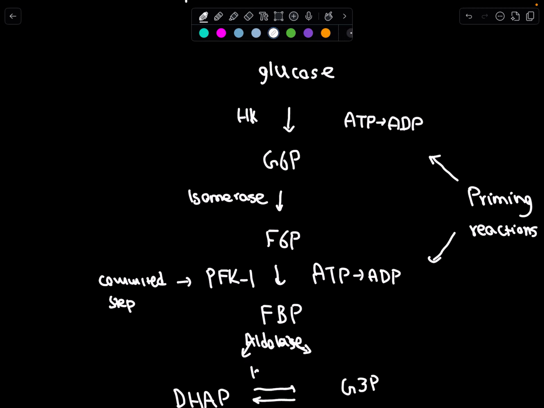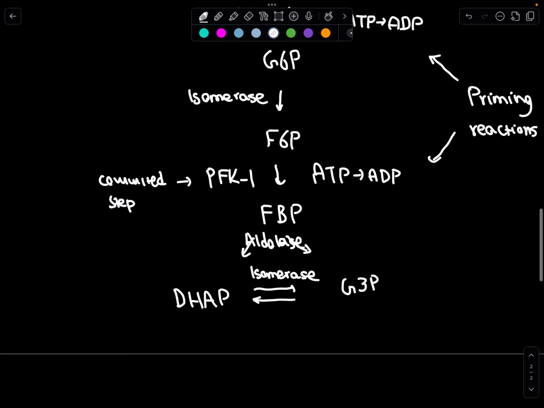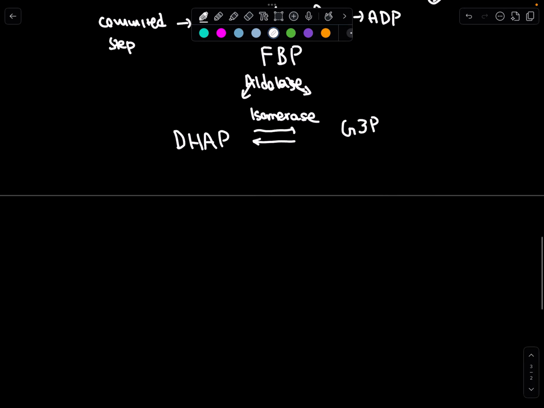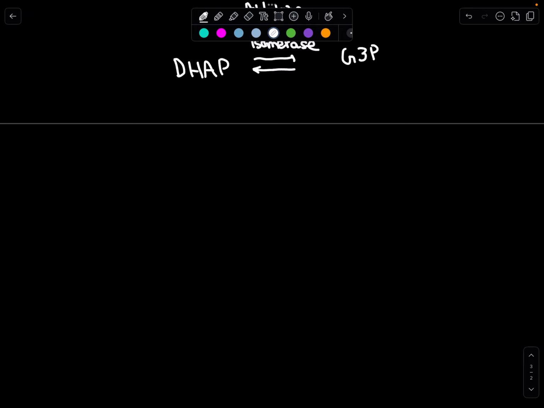5. Isomerase, triose phosphate isomerase, converts DHAP to G3P, ensuring both products of aldolase feed into the next glycolysis steps. Again, isomerase, because it rearranges DHAP's structure to match G3P's, balancing the two molecules. Okay. Let's talk a bit about how G3P will end up becoming pyruvate, shall we?